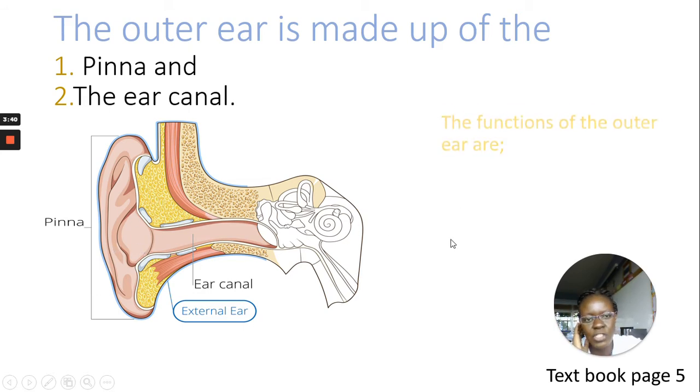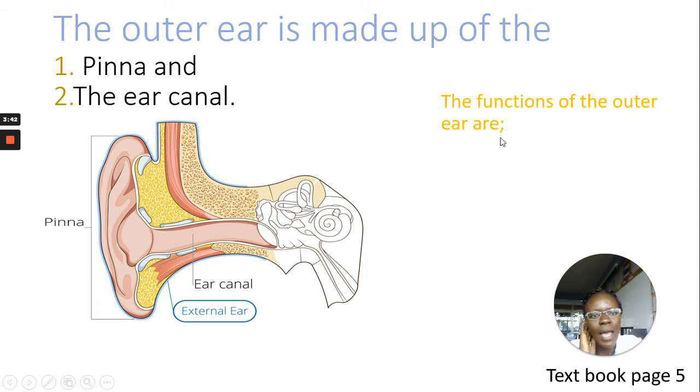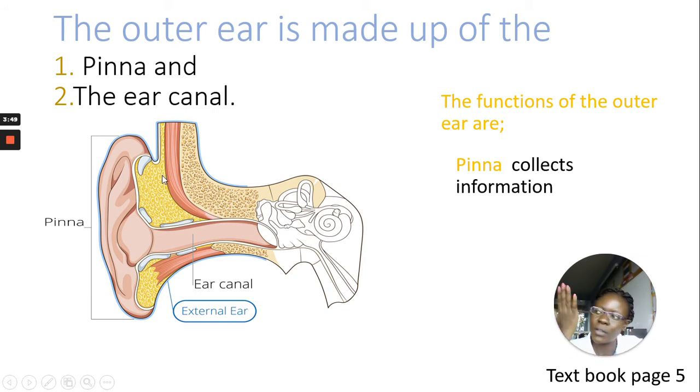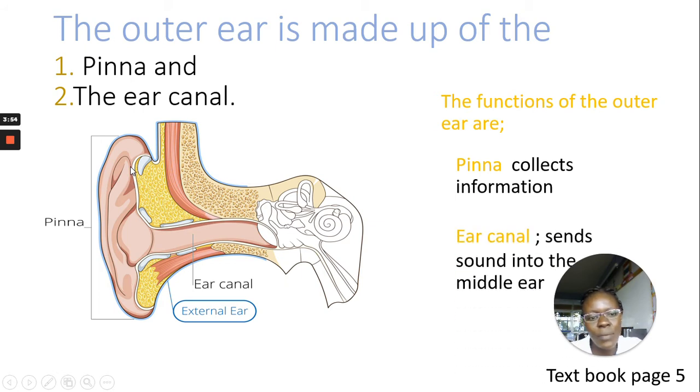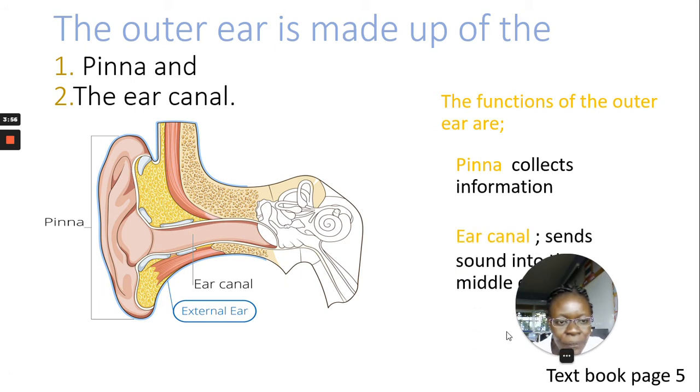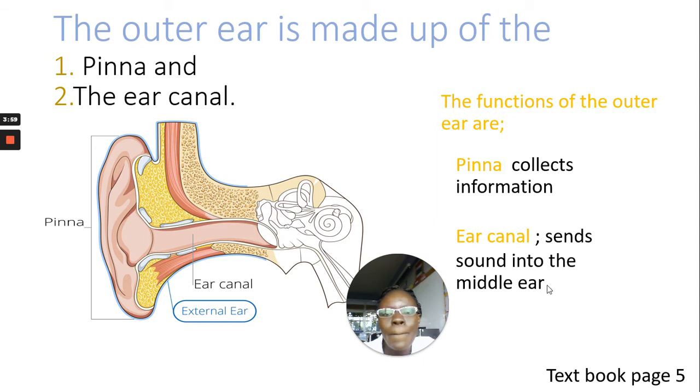So what are the functions? Functions of the outer ear are: 1, we have the pinna, this one here, which collects the sound from the surroundings. Then we have the ear canal, which sends sound into the middle ear. So when the pinna collects the sound, it will channel it through the ear canal, and then the ear canal sends sounds to our eardrum. The eardrum is here, which is the middle ear.